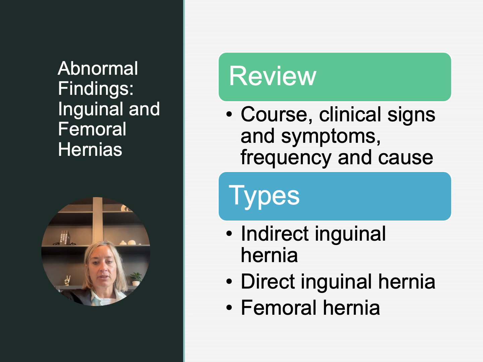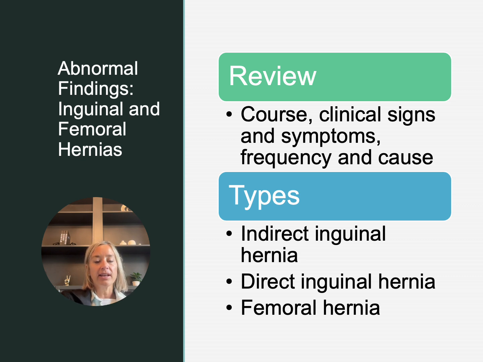A direct inguinal hernia is more common in older adults. This type protrudes directly through the abdominal wall in the area of the inguinal canal's weakest point. It is usually acquired due to weakening of the abdominal wall over time.